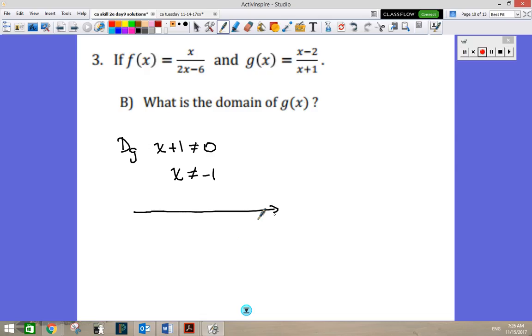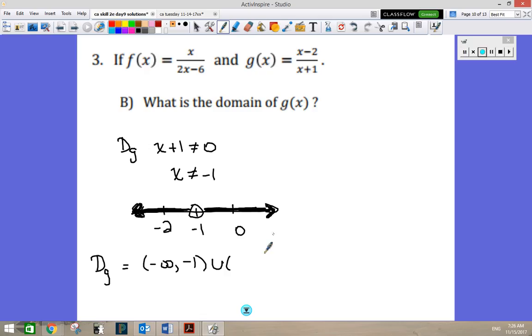So for the domain of g, we're going to throw out the number negative 1, and on the number line we just punch a hole in that number line at negative 1, and all these other numbers are in the domain of g. So written in interval notation, we're from negative infinity, because we're reading the graph from left to right always, up to negative 1, or we're from negative 1 to positive infinity.